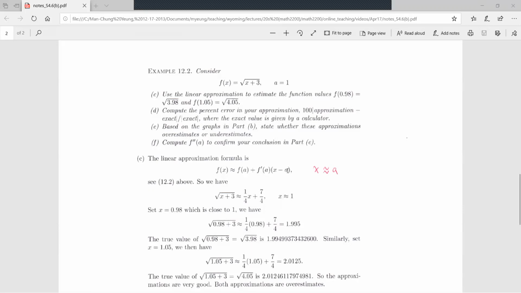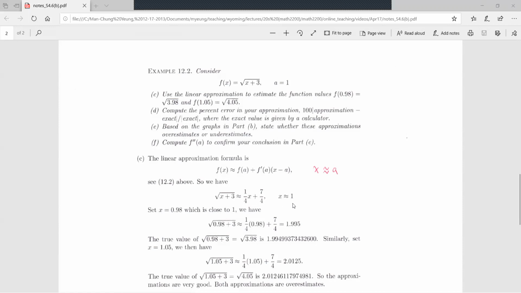The right side is the tangent line. We got the tangent line equation in part A, so I plug in the equation here. So we get the linear approximation for the function in this example at the point A. The point A in this example is 1. So the linear approximation of this function at 1 is this. This approximation is good when x is close to 1.